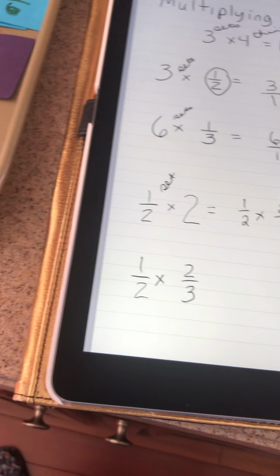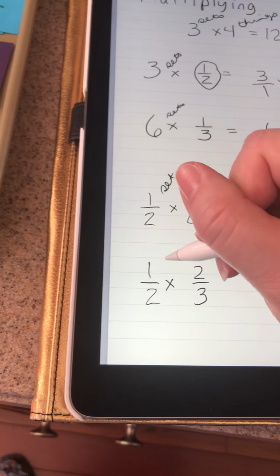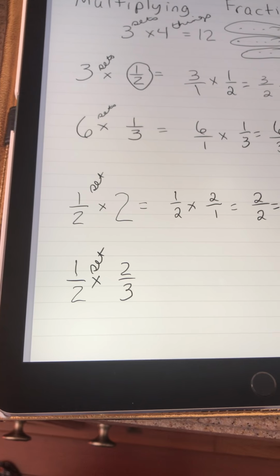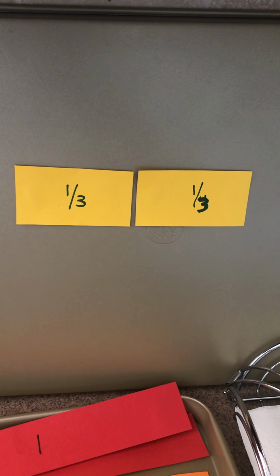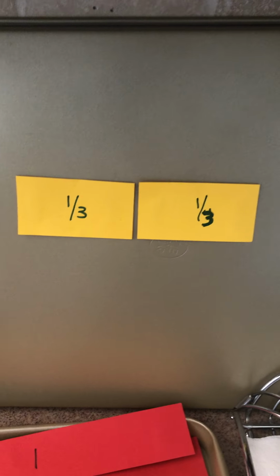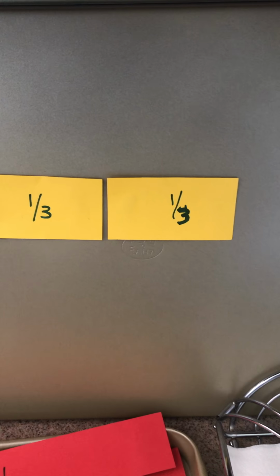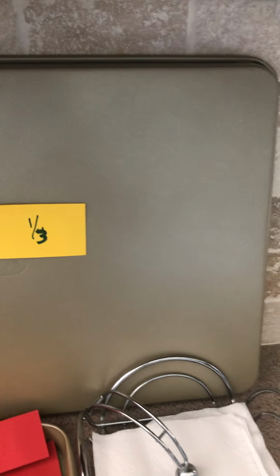Now my last problem is a bit of a challenge to model. 1/2 of 2/3. 1/2 of a set of 2/3. So let's start with the 2/3. Now we need to find out what half of that is. We could take away half of the 2/3, which leaves us with 1/3.